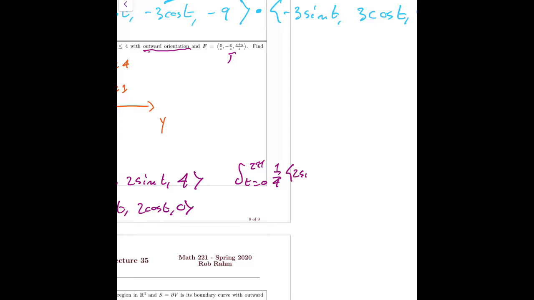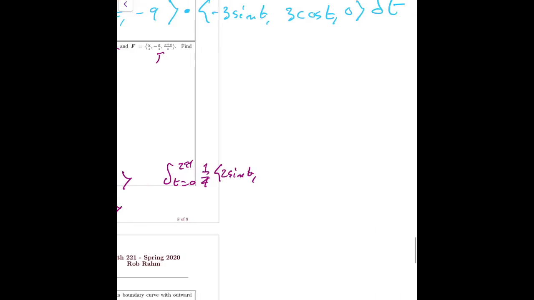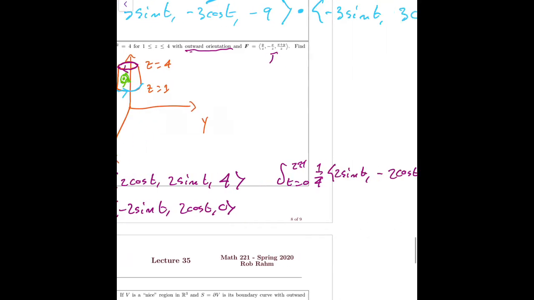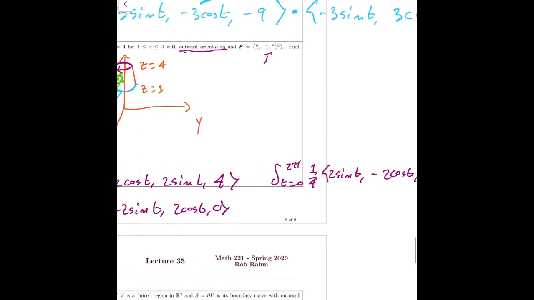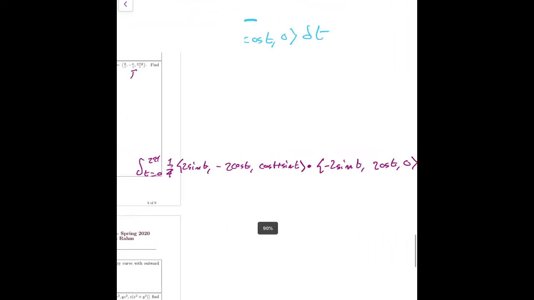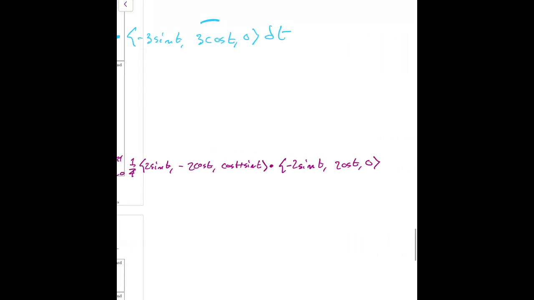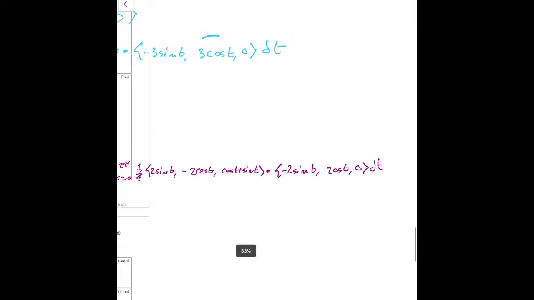So this is 1/4, y is 2 sine t, x is 2 cosine t, and then x plus y is cosine t plus sine t. And then remember, we dot this with r prime. So we're going to dot this with minus 2 sine t, 2 cosine t, 0. Okay, and then so we're going to do this integral, dt.